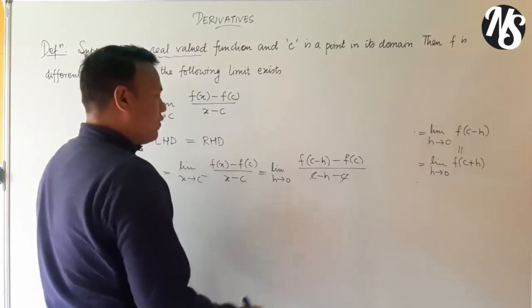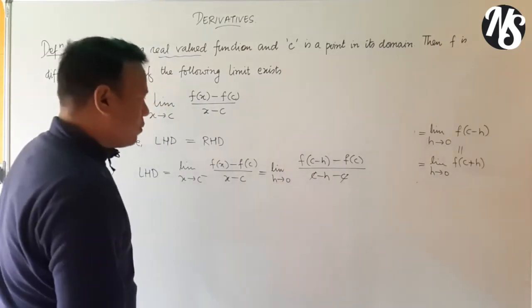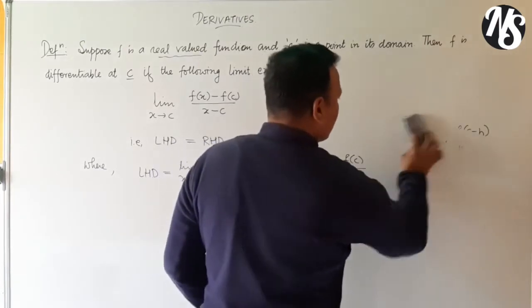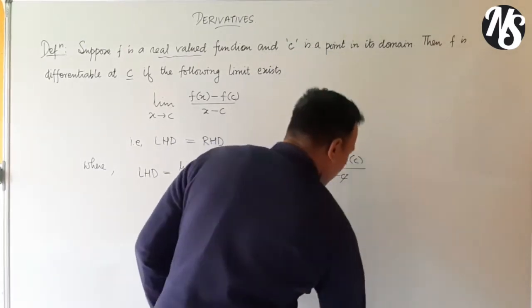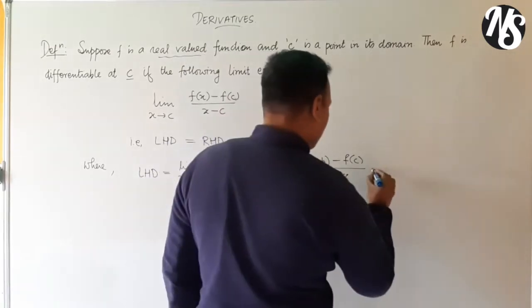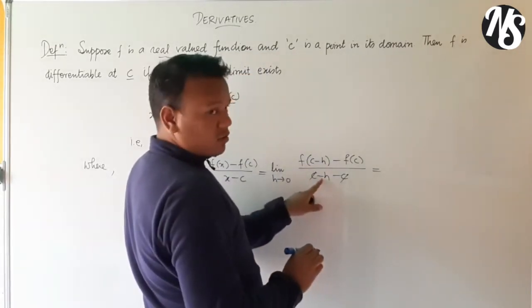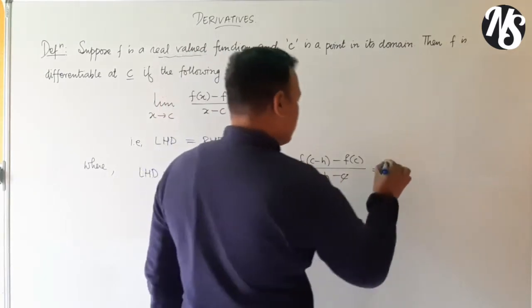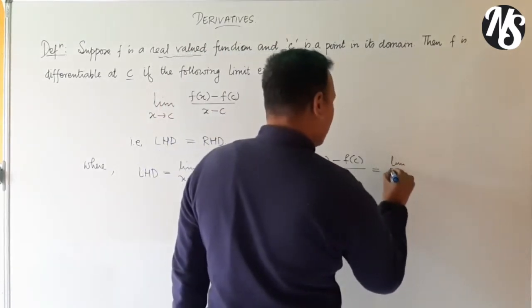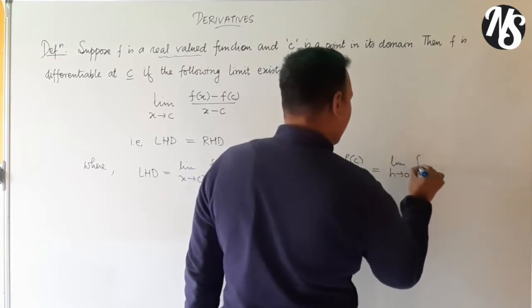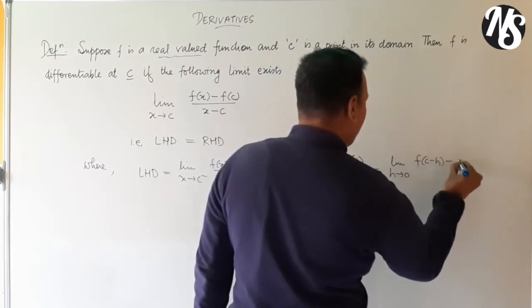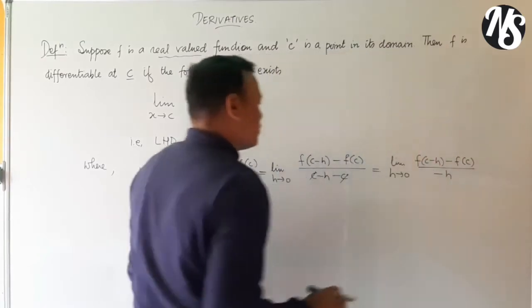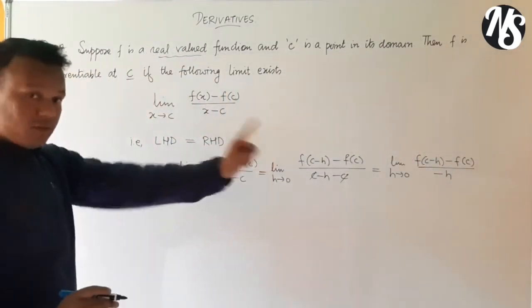So ultimately your definition for the left hand derivative will be, see here carefully. Okay, let me remove this also. So your definition for the left hand derivative becomes, okay, so this minus h is there, no? If you want to keep it outside, that's fine. If you don't want to keep it, that's also fine for me. So we had limit h tends to 0 f of c minus h minus f of c divided by minus h. So this is your definition for the left hand derivative, remember.